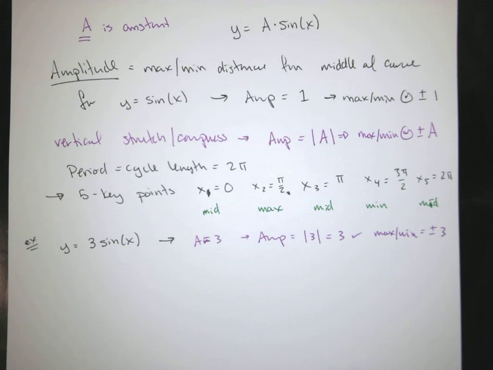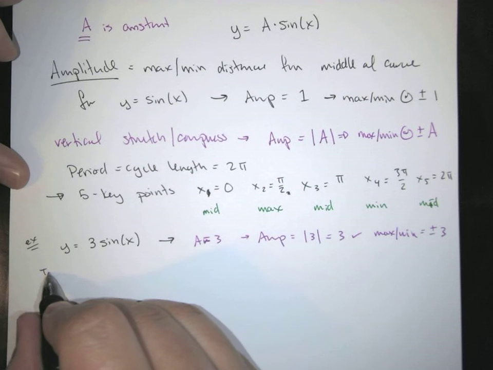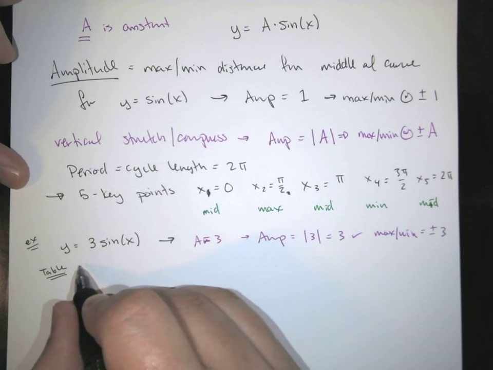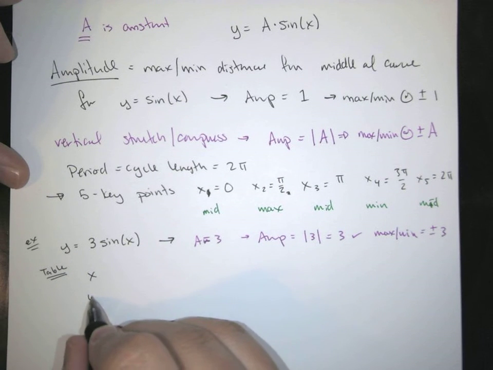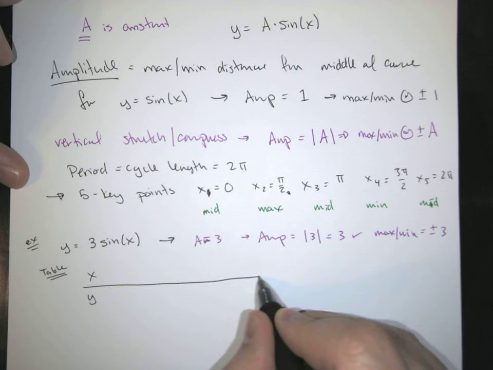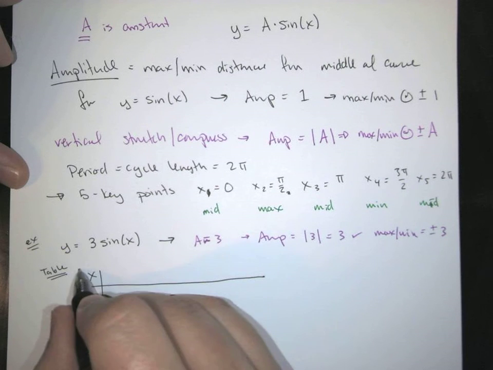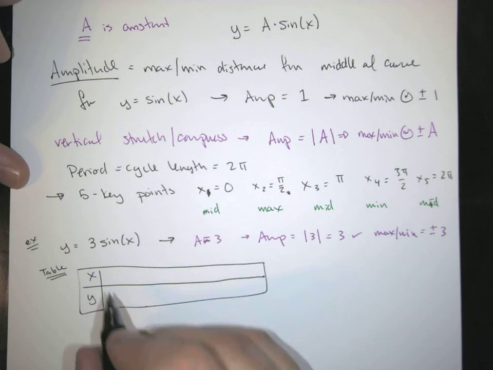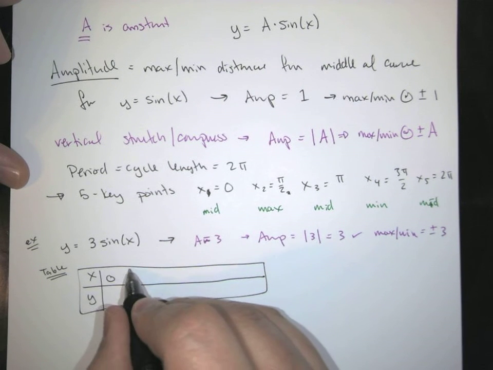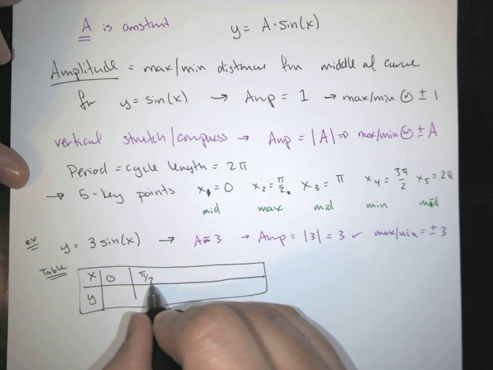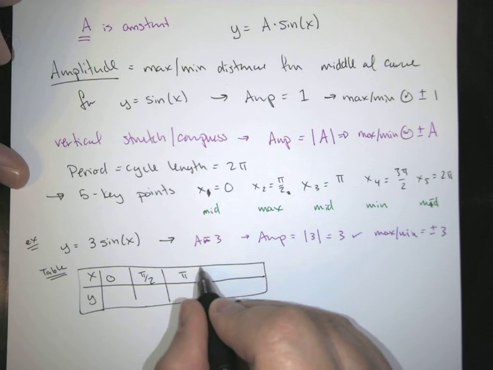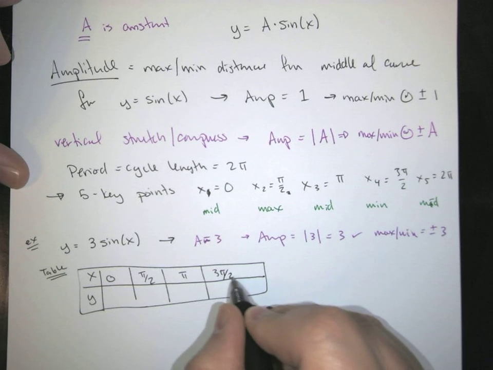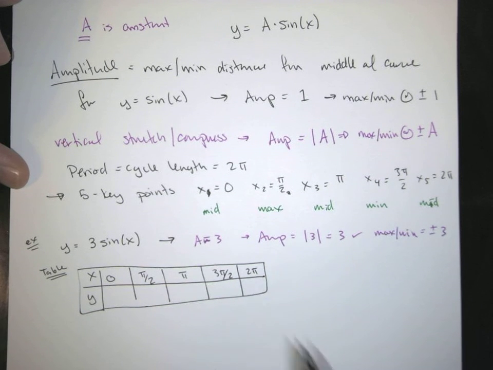So if I start to make my table, my 5 key points, so x's and y's, the x values, right, are just going to be our usual values: 0, pi over 2, pi, 3 pi over 2, 2 pi. So those aren't changing at all.